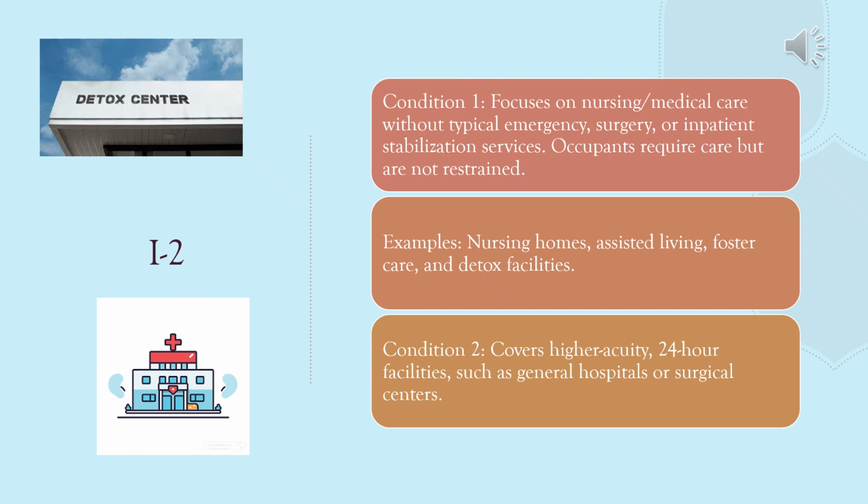Condition 1 focuses on nursing, medical care without typical emergency surgery and patient stabilization services. Occupants require care but are not restrained. A good example would be a nursing home, an assisted living facility, a foster care, or a detox facility. A condition 2 would be higher degrees of not having self-preservation. This would be a 24-hour facility such as a general hospital or a surgical center.